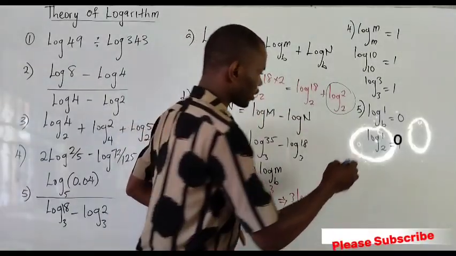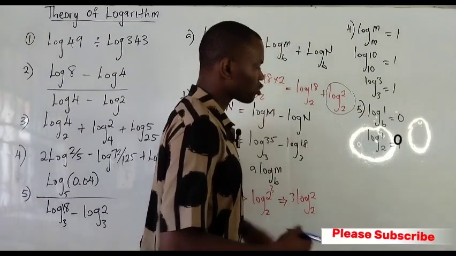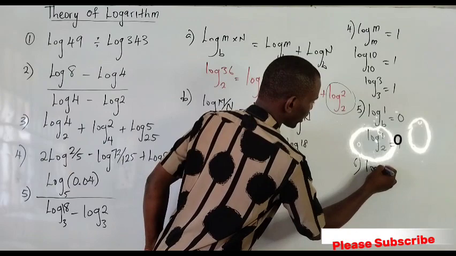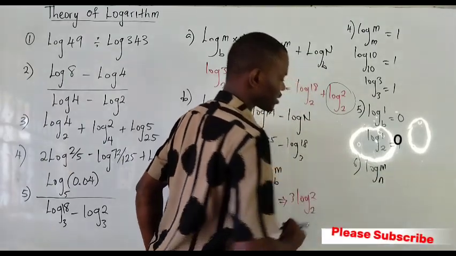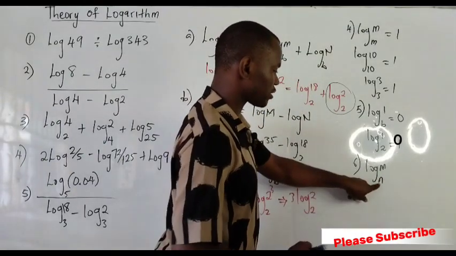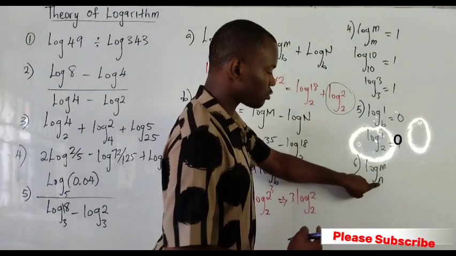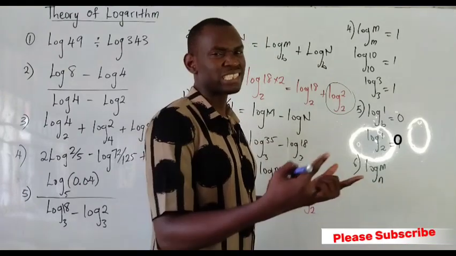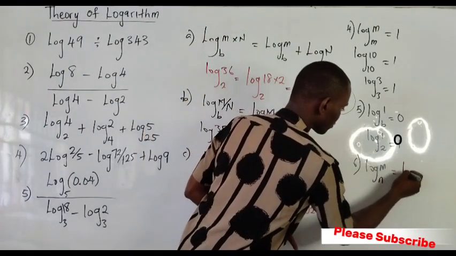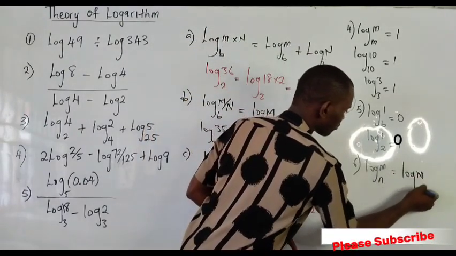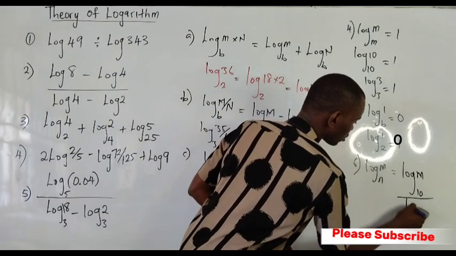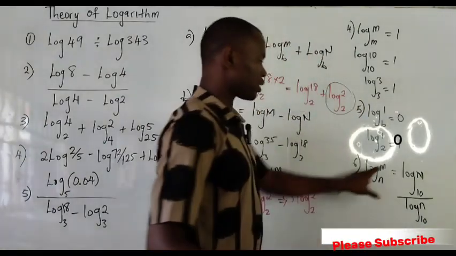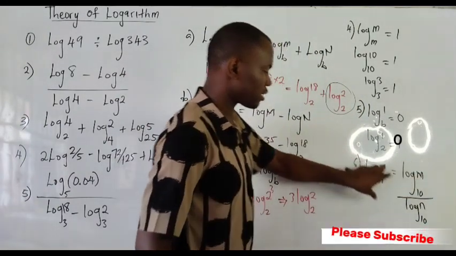Then the sixth law we are considering is change of base. If you have the logarithm of m and n as its base, you can change this base into the natural base of 10 and use this base here as the number of another logarithm in division. Look at what I mean. I'm going to have the logarithm of m base 10 over the logarithm of n base 10. With this, we'll be able to simplify this function.